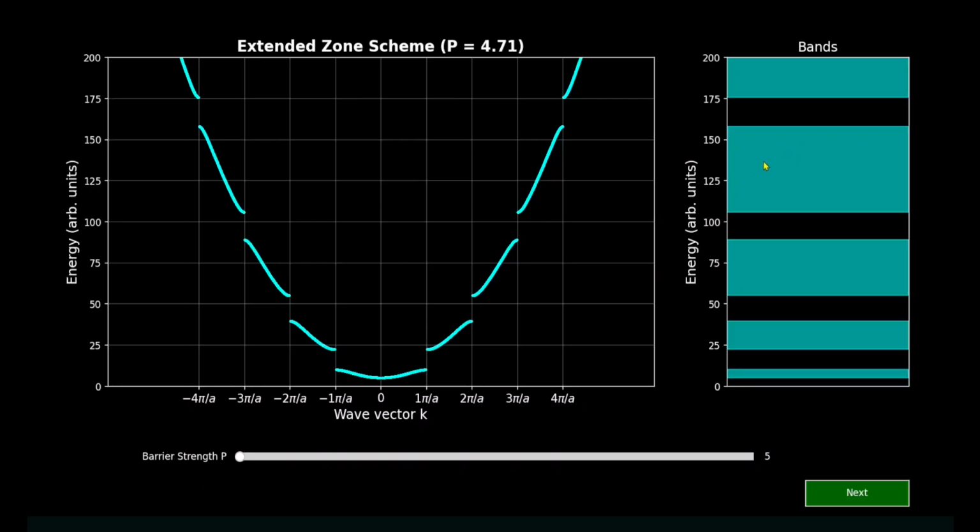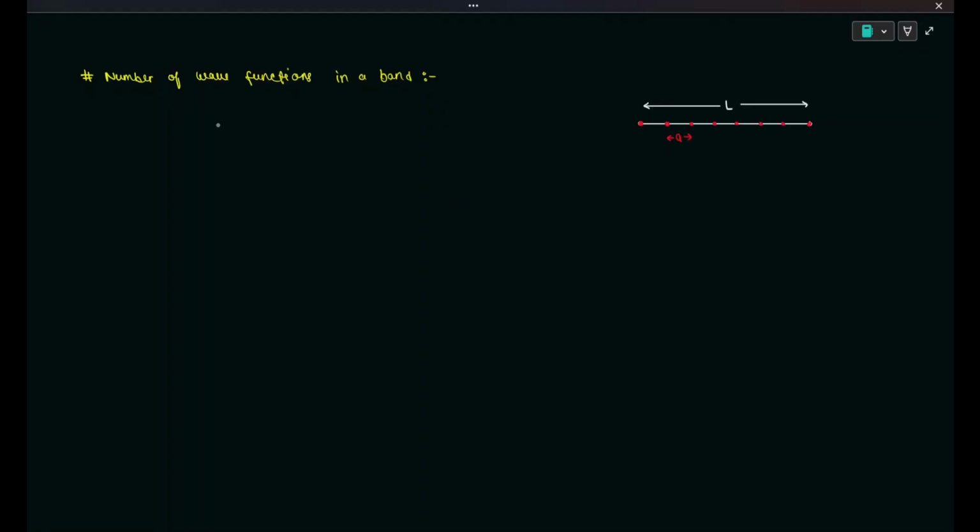But in real systems we have a finite length of the crystal. So let's see the number of wave functions in this particular band when the length of the crystal is not infinite, it is finite. Here we are considering the length of the crystal to be L, and it is finite, such that there are n atoms which are separated by a distance a. The task is to determine the number of possible wave functions or states, or we can say k values per unit band, for the case of a finite lattice.